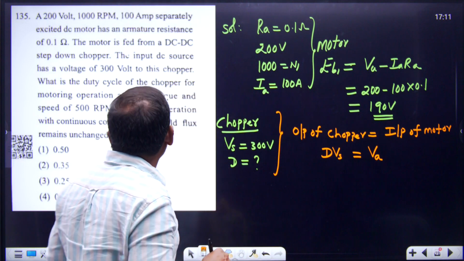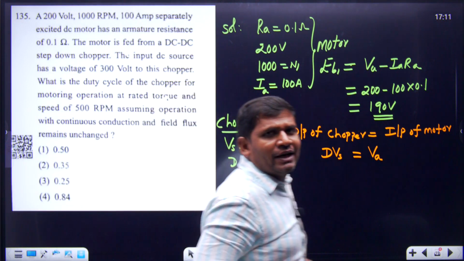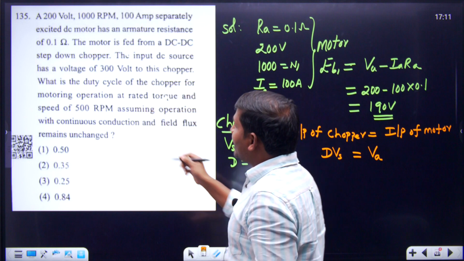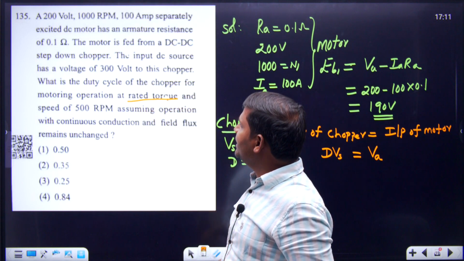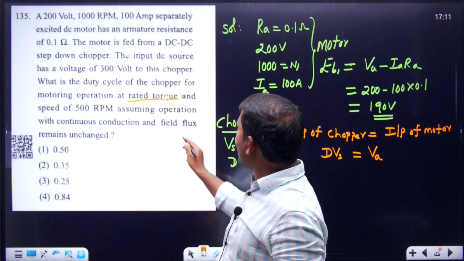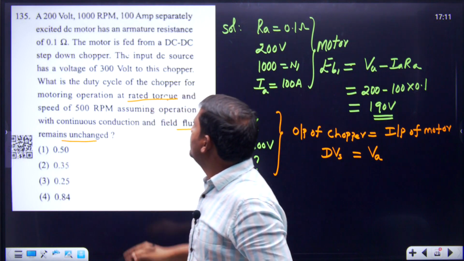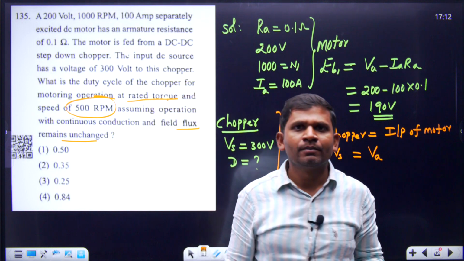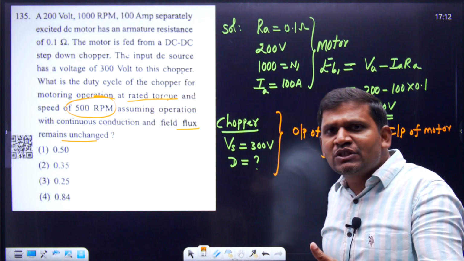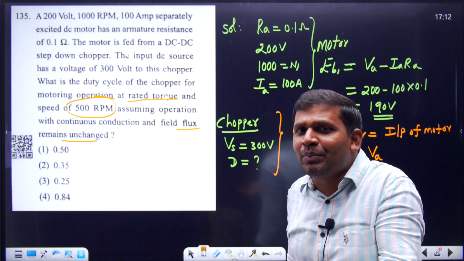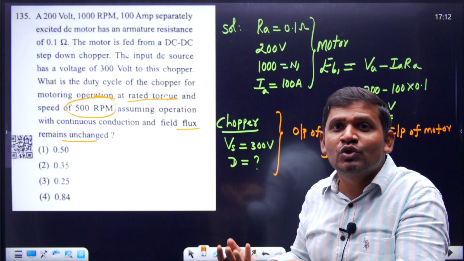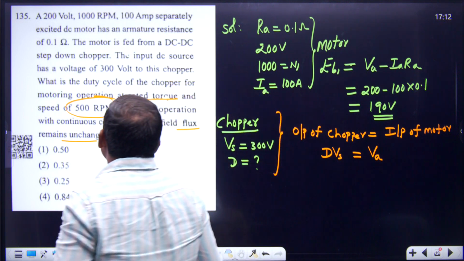But at what condition you have to calculate the duty cycle, it is asked. Rated torque. Torque remains constant and flux is also constant, but speed is reduced to 500 RPM. Students, we know that if the speed is reduced to 500 RPM, then what about the back EMF? Back EMF also changes. But what is the condition here?